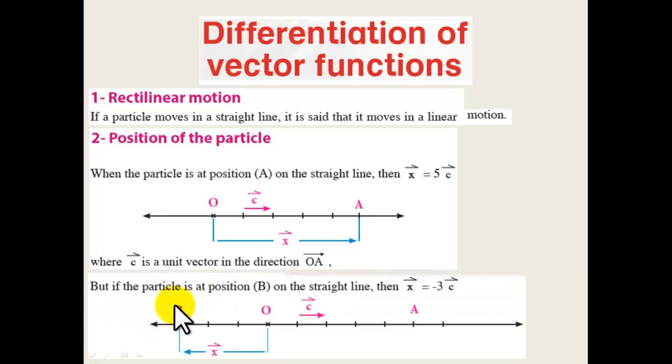But if the particle is at position B on the straight line, then x equals negative 3c. B lies on the negative part of the line. So x equals 1, 2, 3. It is equal to negative 3c.